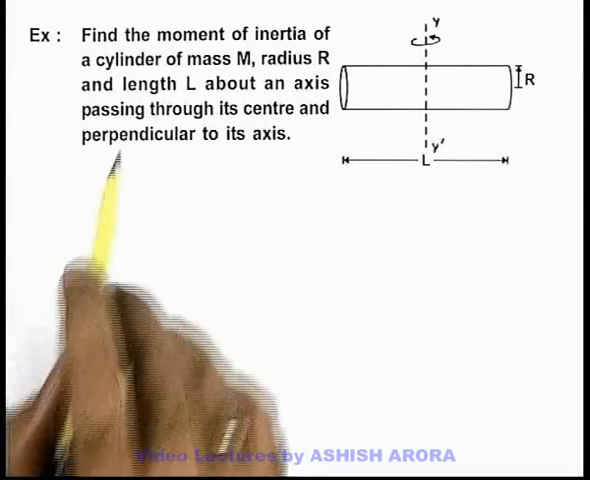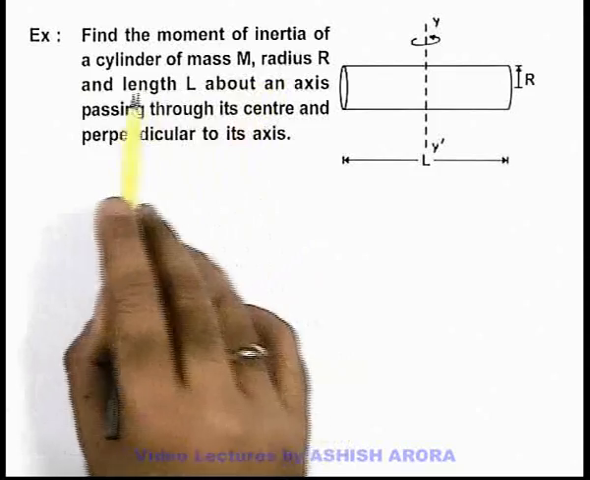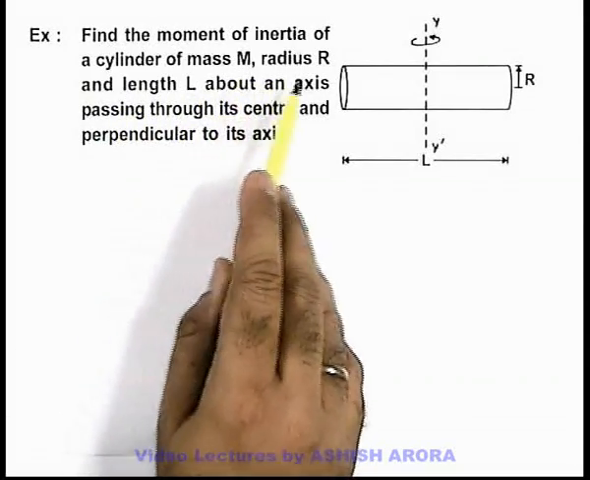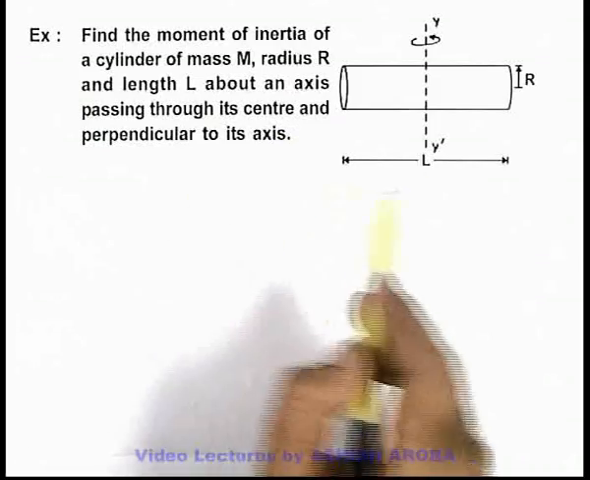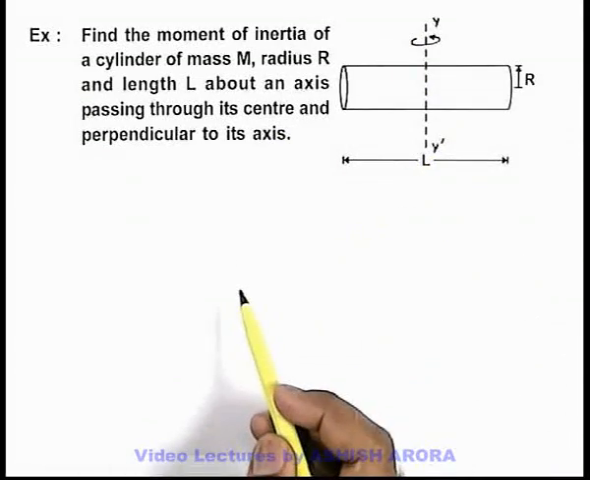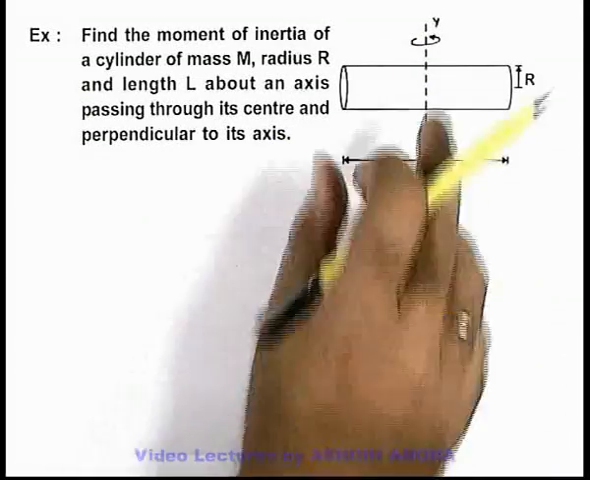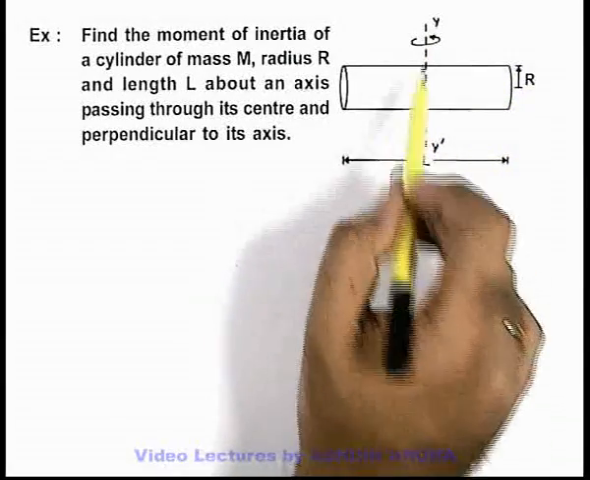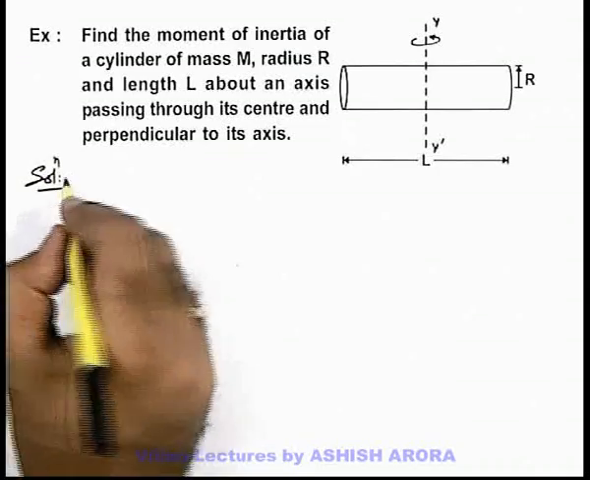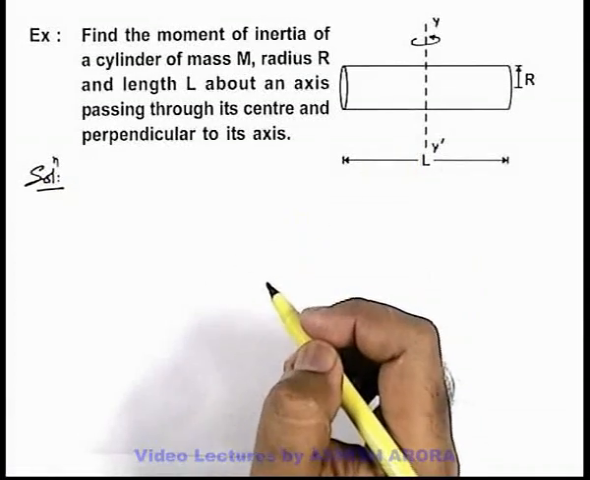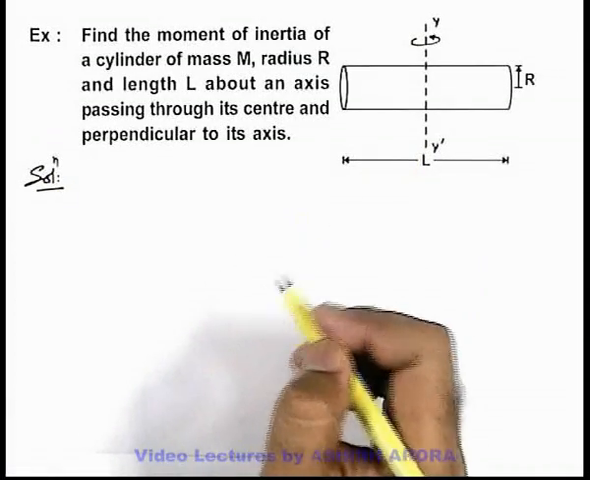In this example we are required to find the moment of inertia of a cylinder of mass m, radius r and length l about an axis passing through its center and perpendicular to its axis. Now in this situation, the cylinder is rotating about axis y. For calculation of moment of inertia, as it is a rigid body, we need to take up an element.